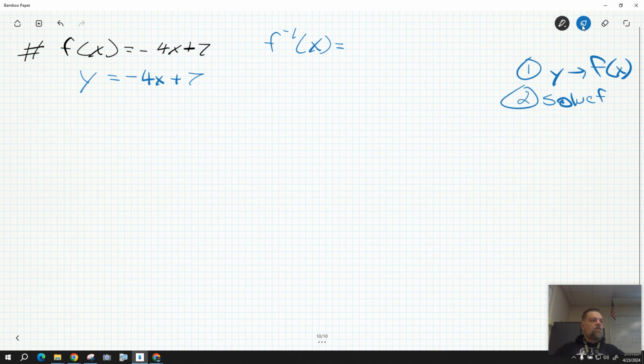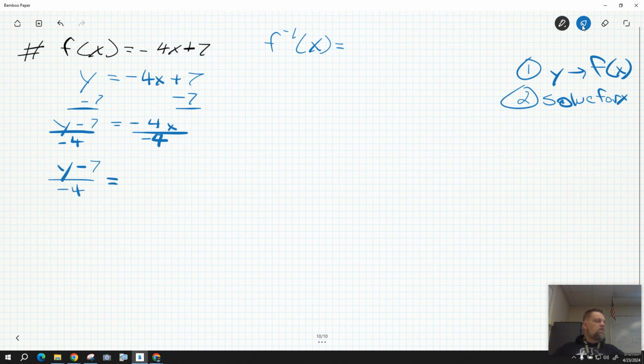So we're going to solve for x. I'm going to subtract 7 from both sides. And I get y minus 7 equals negative 4x. Then I'm going to divide by negative 4, right? And I get y minus 7 all over negative 4 equals x. What's the next step?